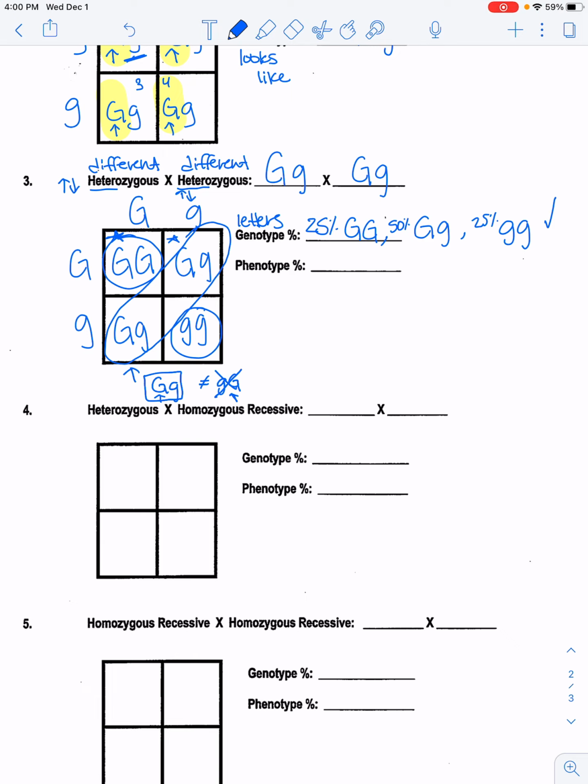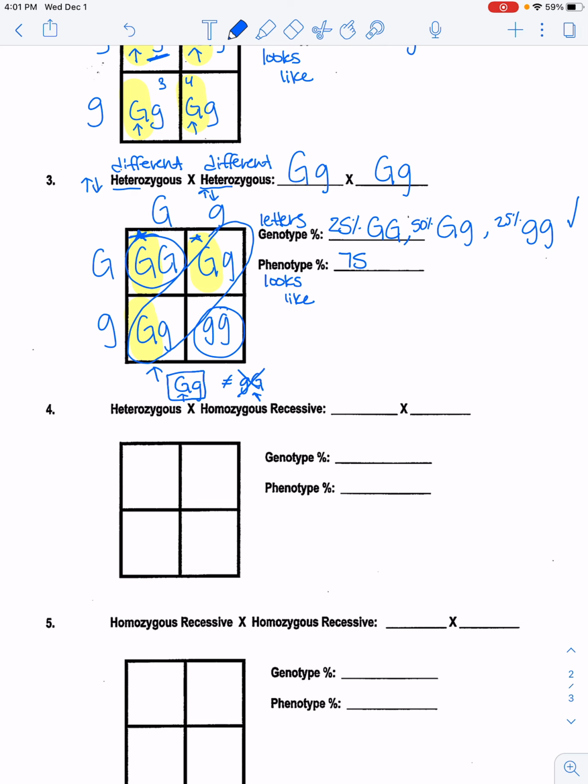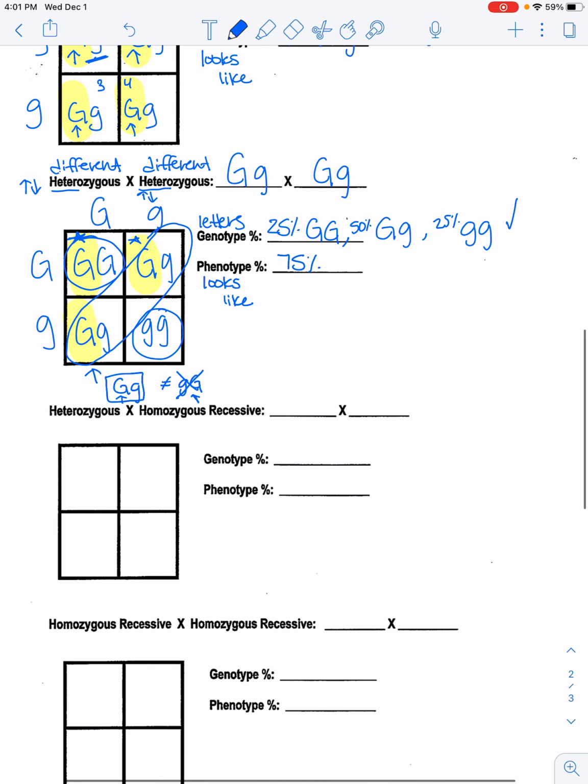So now we need to look at the phenotype, and remember that is what it looks like. We're again dealing with green and gold hair. So I'm going to count how many boxes have at least one capital letter. I see a capital, a capital, a capital. Those 3 boxes all show the dominant trait because they have the capitalized G. 3 out of 4 makes 75% dominant, which in this case, it told us, is green hair.